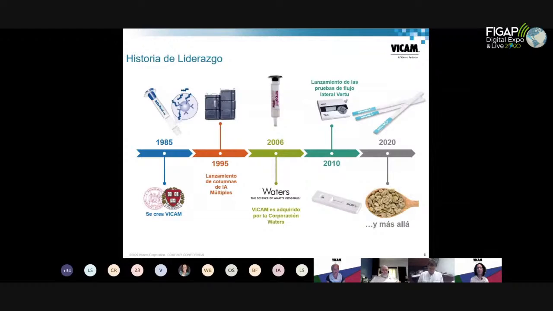So since the time of aflatoxin regulation, many more mycotoxins have been discovered and regulated.